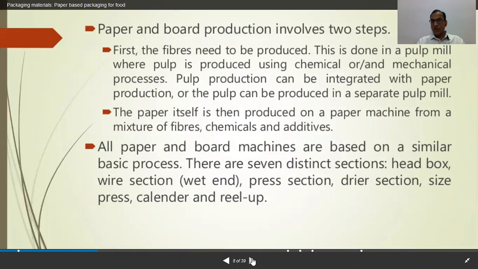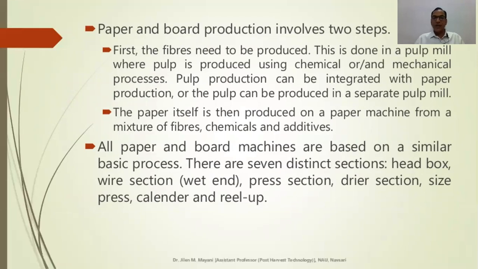Paper and board production involves 2 steps. First, the fiber needs to be produced, and this is done in a pulp mill, where pulp is produced using a chemical or mechanical process. So first of all, I make the pulp in a pulp mill, and then the paper itself is produced on a paper machine from a mixture of fibers, chemicals and additives. So these are two stages. तो मैं pulp बना लूं पहले, या मैं सब कुछ एक continuous machine, continuous process में सारा कुछ बना लूं.